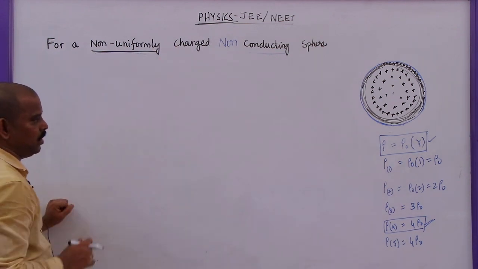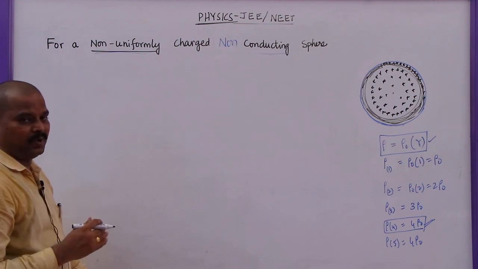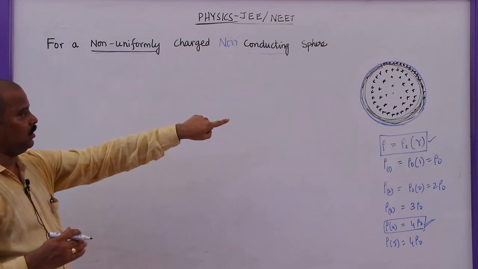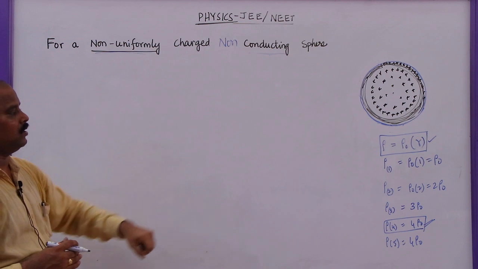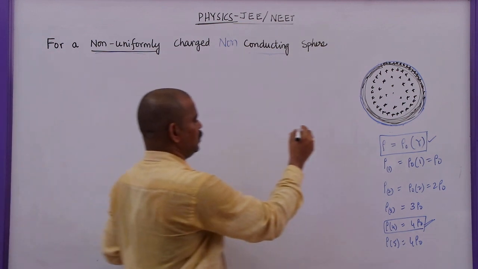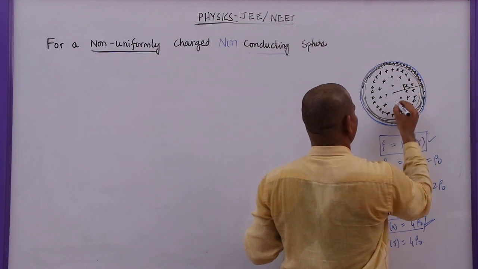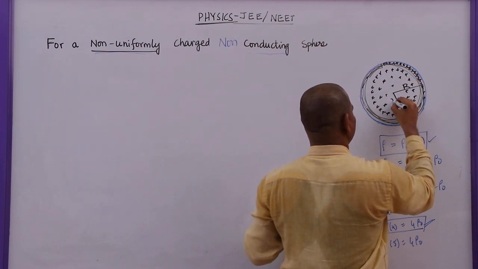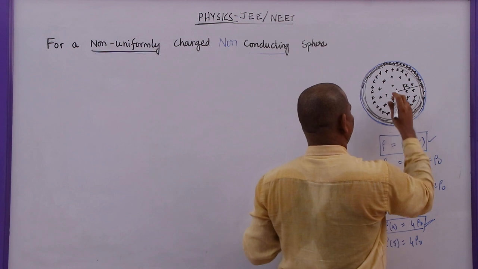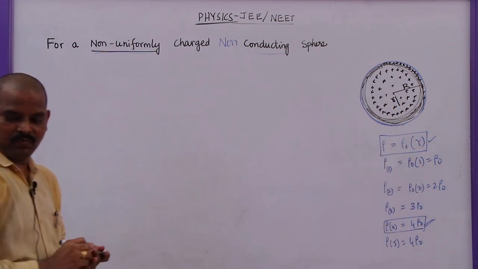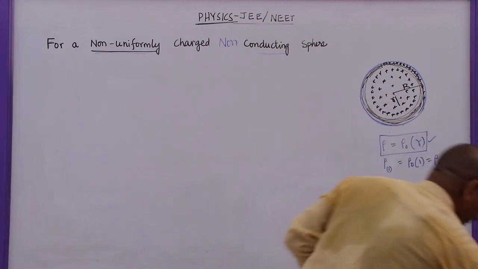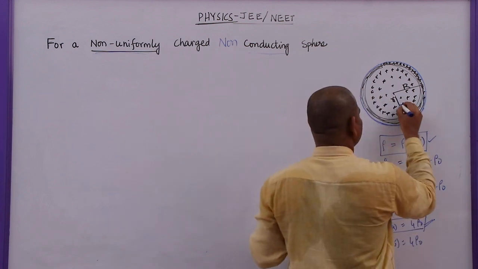Now based on this, I am going to find out the electric field within the non-conducting sphere and away from the non-conducting sphere. Let us say the total radius of this sphere is r. Now let me take one small circle of radius small r here. So within this, let me take a small circular strip.